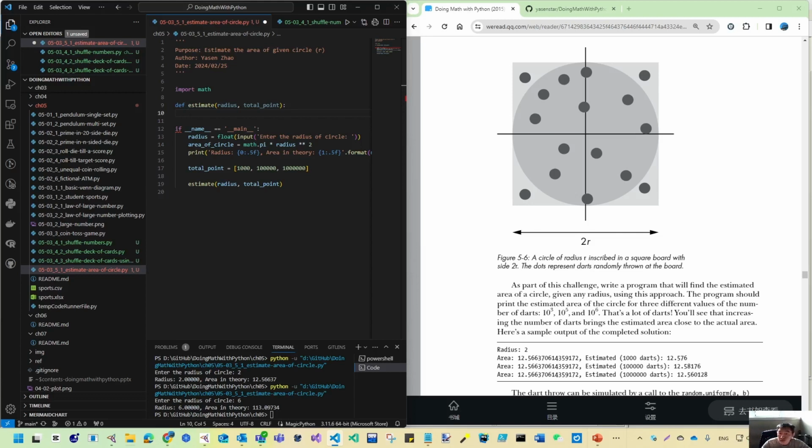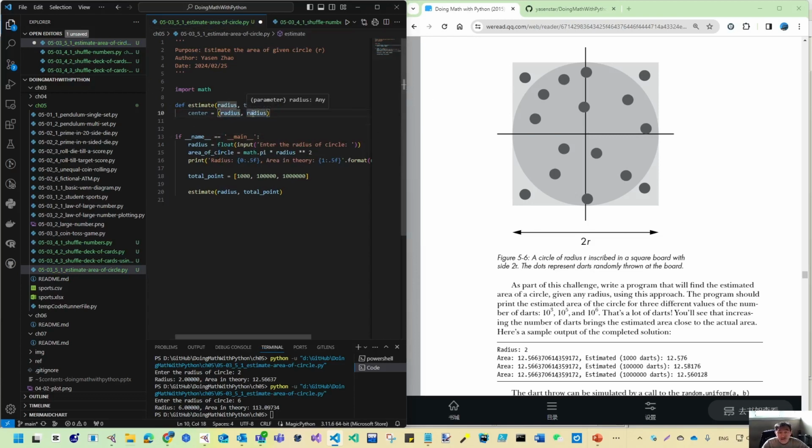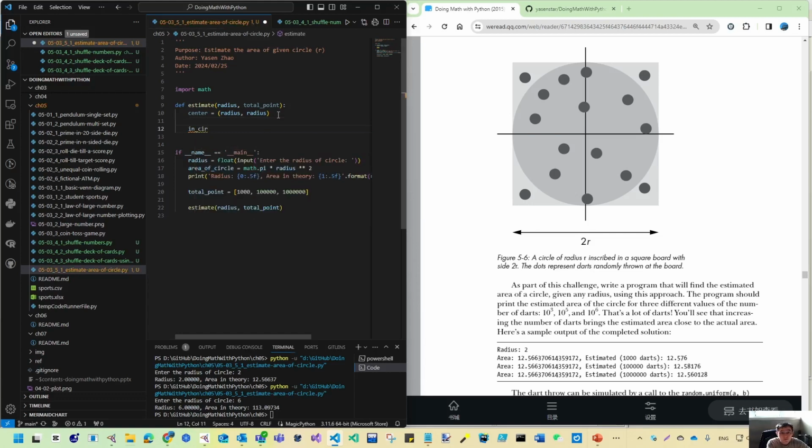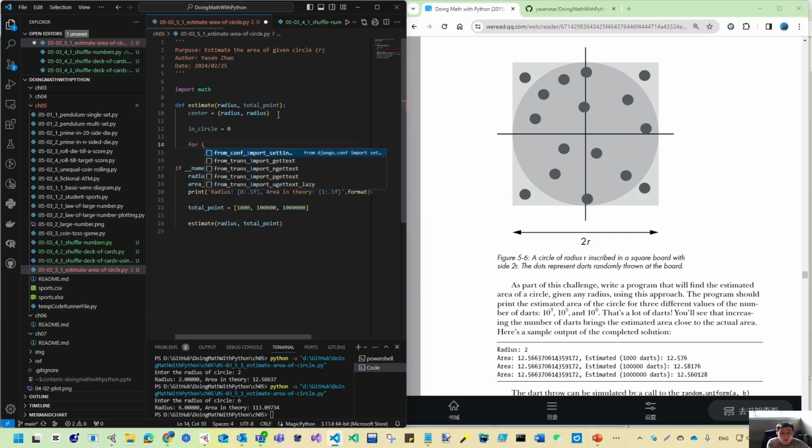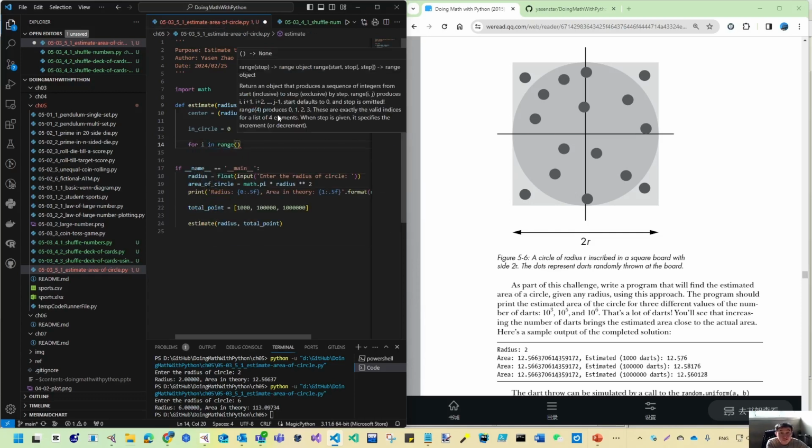So first, let's decide the center of this board. The center is just a tuple. So our coordinate we will define as a tuple. As I explained, it is R and R. The first element is the X axis, and this is the Y value. Then we define in circle, the initial count. You can use true or false for the check, but we will count, so we will use an integer. So in circle is 0, out of circle is 0, then we can calculate that. So for i in range, what is the total points?